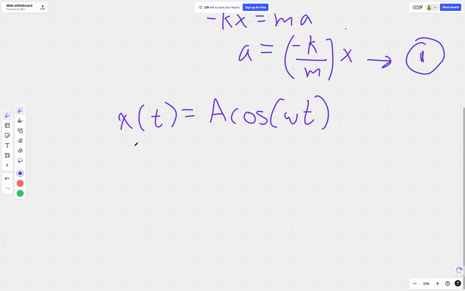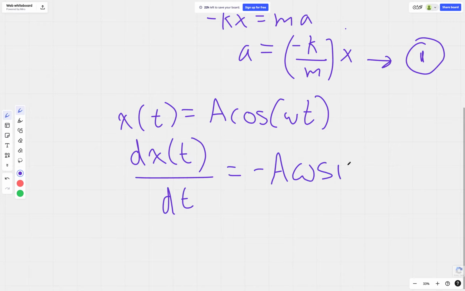So over here, we know that the derivative of x of t with respect to t is velocity, and then the derivative of the velocity with respect to t is the acceleration, meaning that the second order differential of x of t is equal to a. So first, let's do the first order differential, which is dx of t by dt, which is equal to minus A omega sine omega t.